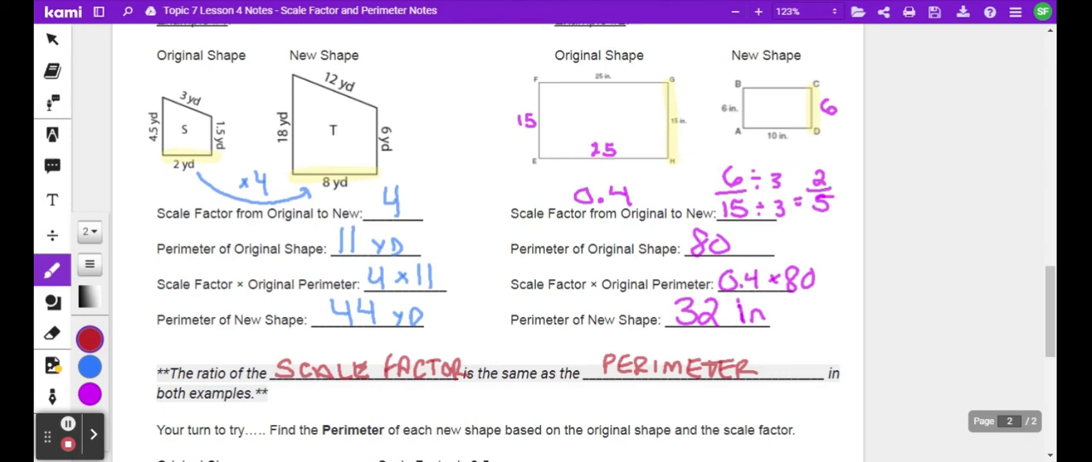I'm going to let you guys go ahead and try some examples below. And then in a few seconds, you can unpause the video and you can see the correct answers.